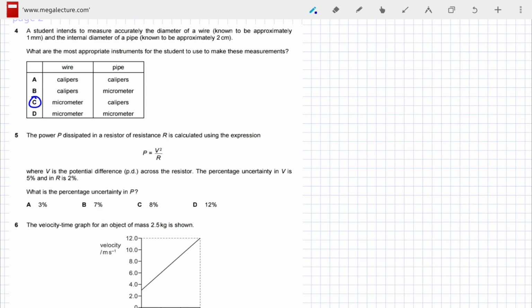Moving on to question number 5, the power dissipated in a resistor of resistance R is calculated using this expression, and we are given the percentage uncertainty in V and R. We have 5% in V and 2% in R, and we're asked to compute the percentage uncertainty in P. So we use the expression delta P by P is equal to 2 times delta V by V plus delta R by R. Now putting in the values, you have 2 times 5% plus 2%, right? So what do you get? You get 12%. So the correct option is option number D.